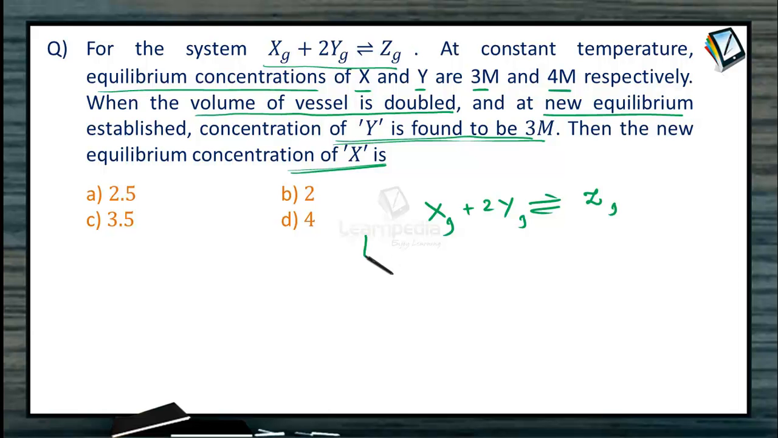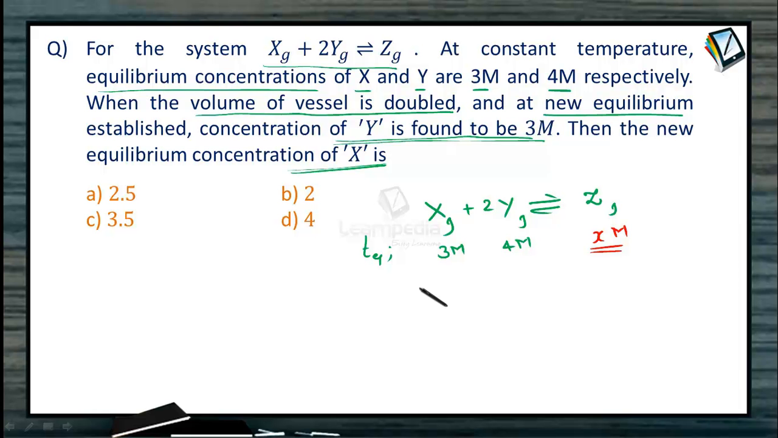And at the time of equilibrium, X and Y are at 3 molar and 4 molar concentration respectively, and we are not given anything about Z. So let us assume that by the time equilibrium is attained, Z is at x molar concentration. Because the system is already at equilibrium, we cannot have the system without any concentration of Z. So let x molar be the concentration of Z at equilibrium. This is important. So now we know the equilibrium concentrations of all X, Y and Z.